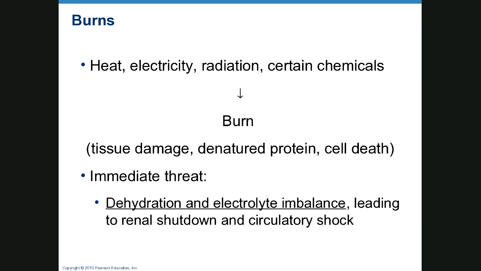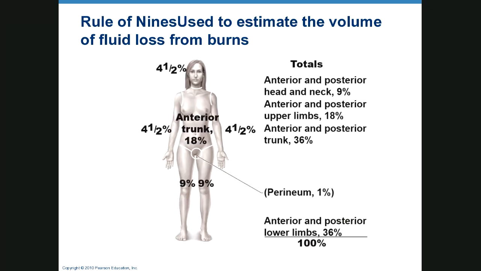Okay, the next subject is burns. They may be from heat, electricity, radiation, chemicals, but they're all the same in what they do: tissue damage, denatured protein, cell death. Now, the immediate threat is dehydration, electrolyte imbalance, and you can get renal shutdown, circulatory shock, and death. This is the rule of nines to help estimate just how much fluid loss there is going to be. For instance, the trunk, the front counts as 18%, the back counts as 18%, and so on.